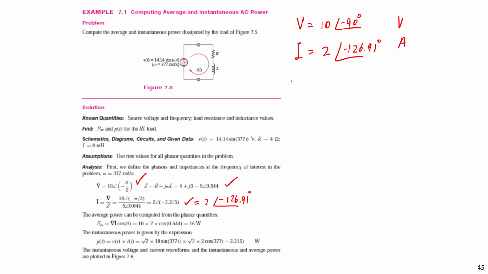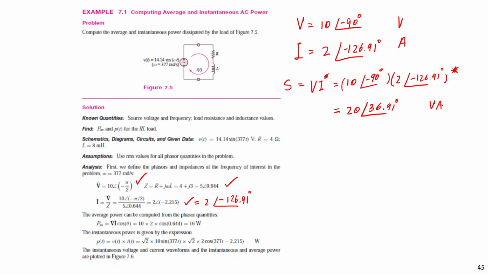If we calculate complex power, S is V I conjugate. This is 10 at minus 90 degree, and then 2 at minus 126.91 conjugate. What we get is 10 into 2 is 20, and the conjugate will change this to positive value. What is the final result of the angle? This is 36.91 degree, because of this conjugate, it becomes positive. Then here is the result, and the unit of complex power is VA.